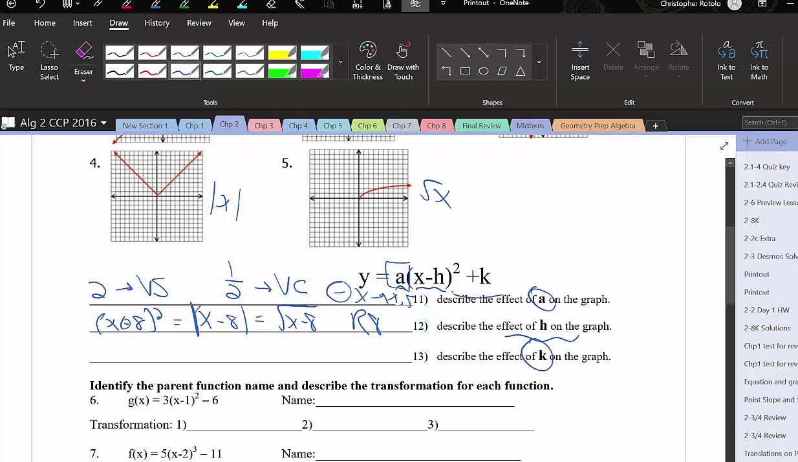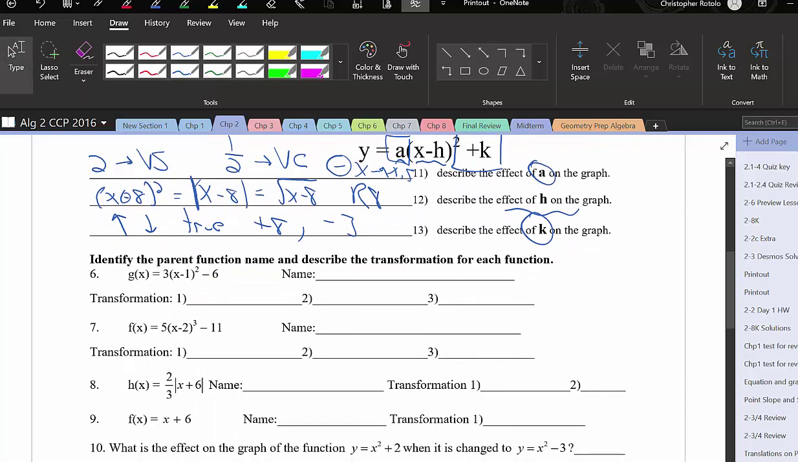What does k do? K is a number added or subtracted to the outside, not multiplied. Added or subtracted, it's going to be either up or down, and it's true to what it says. So plus 8 would be up 8, minus 3 would be down 3.